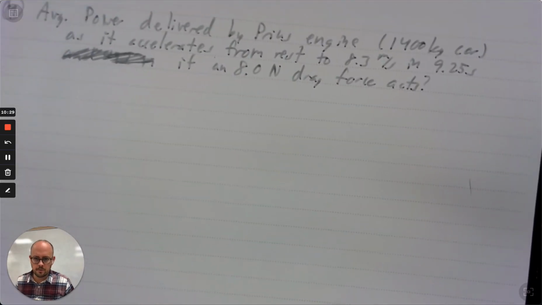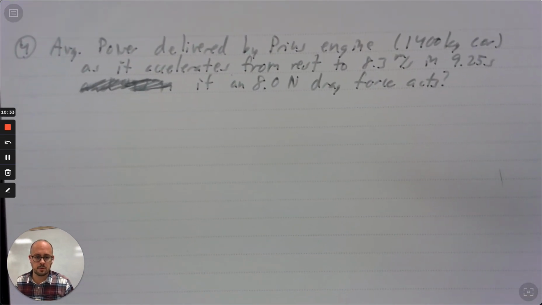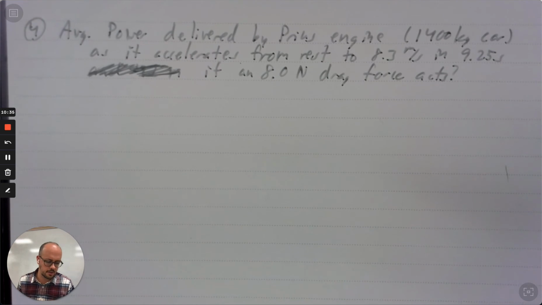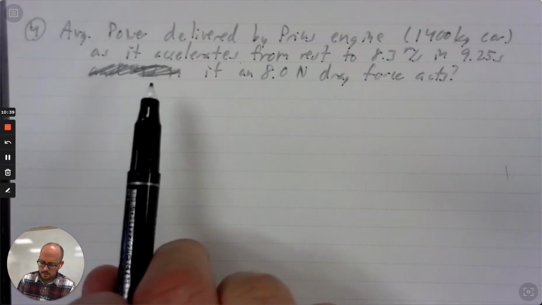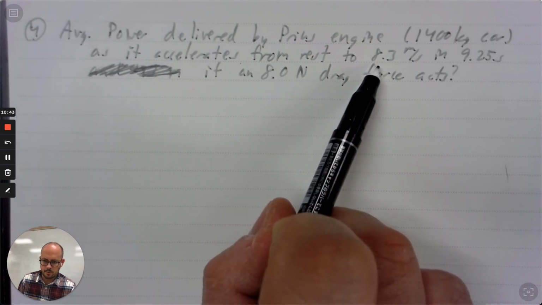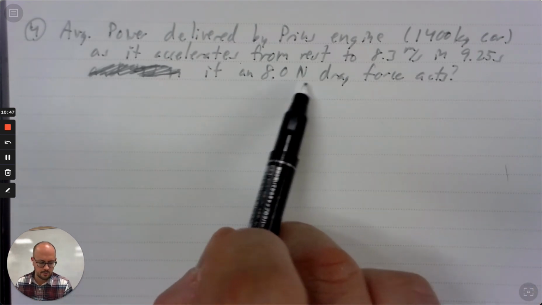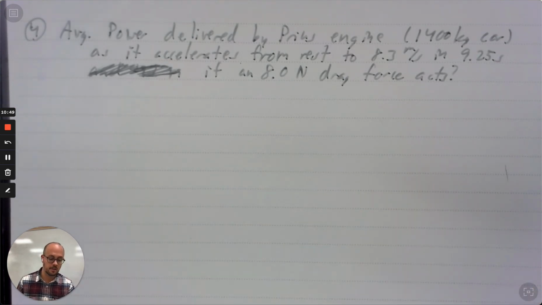Last problem for this video is a power question, and this is one of the most complex power questions that is available. So the ones in the sheet should be easier than this. So: average power delivered by a Prius engine as it accelerates from rest to 8.3 meters per second in 9.25 seconds if an 8 Newton drag force acts. So there's a lot going on here.